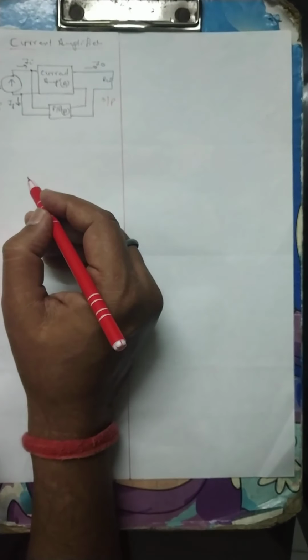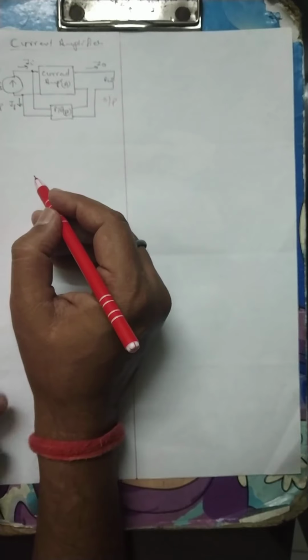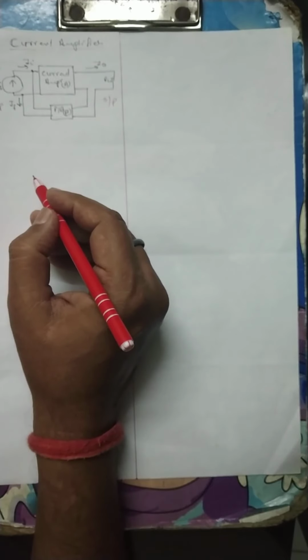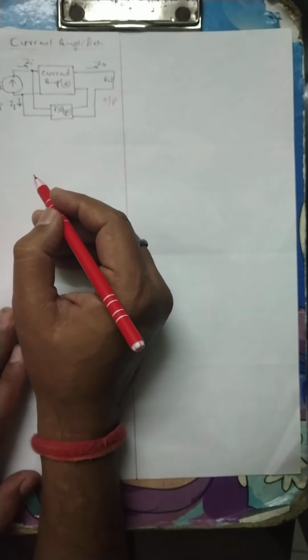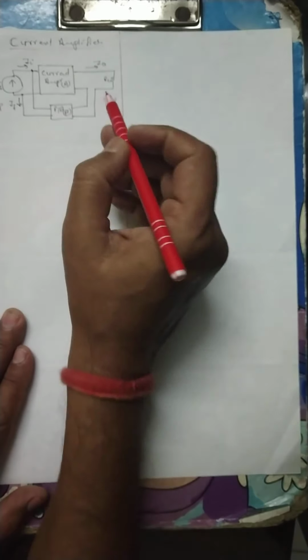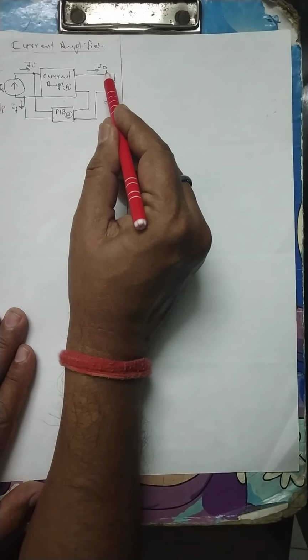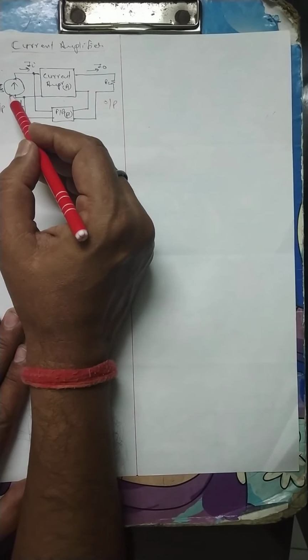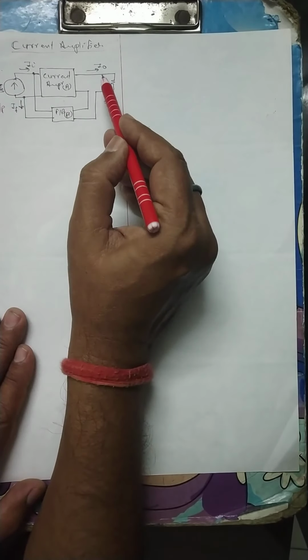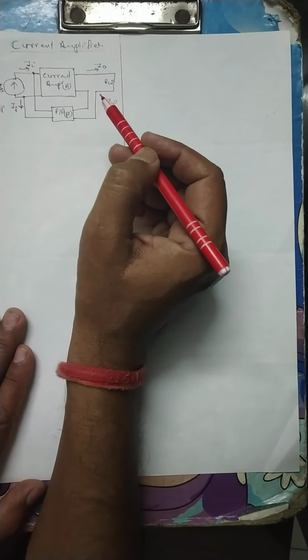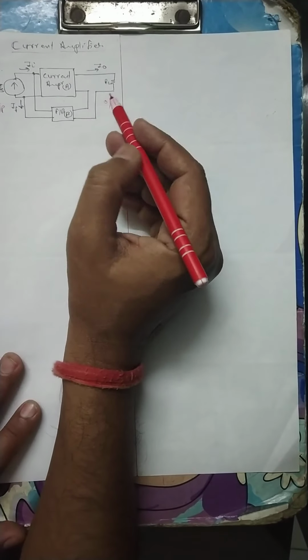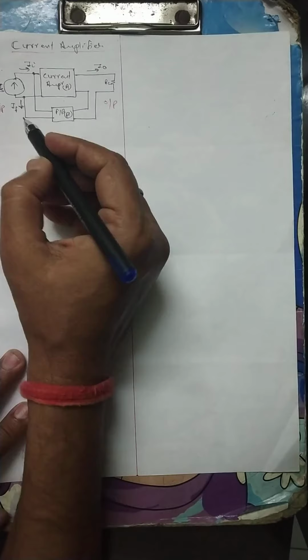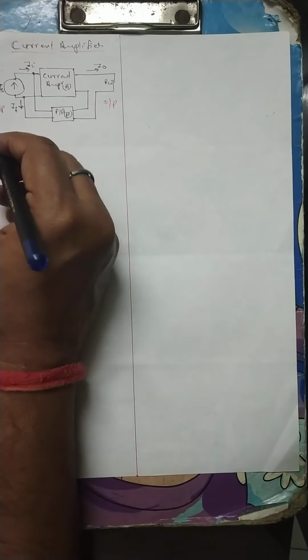Today I shall explain about the current amplifier. So what is a current amplifier? It is a circuit in which the output is a current and the input is also a current. Or we can say that the ratio of the output current to the input current is known as the current amplifier. It is also called the current controlled current source.